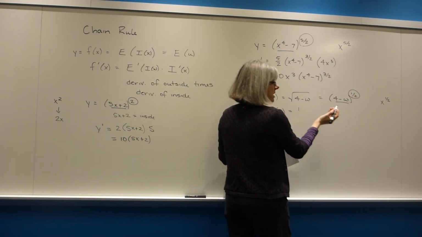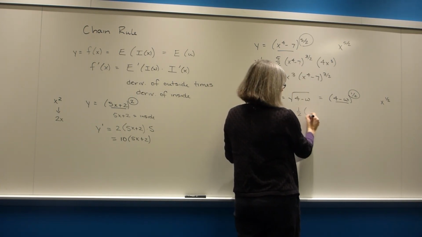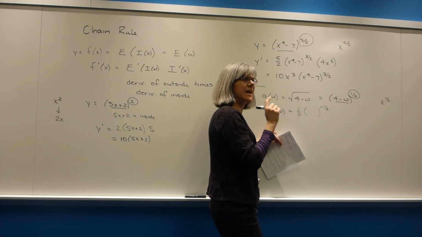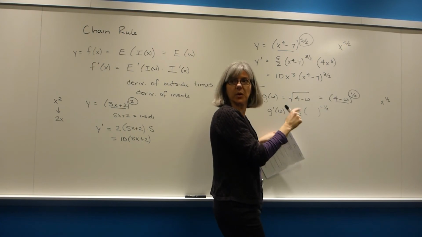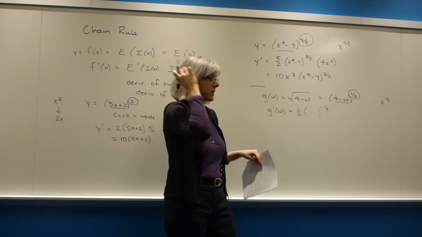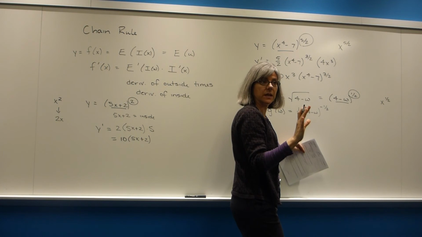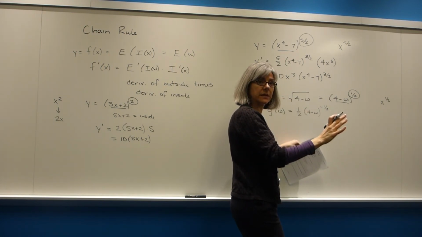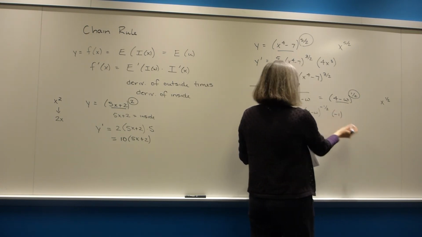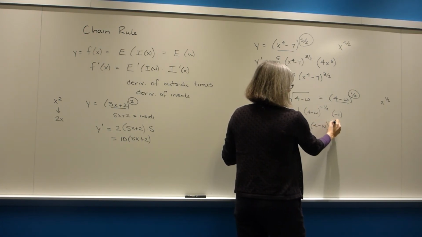So the first thing I'm going to deal with is the outside function. The derivative of X to the 1/2 is 1/2 X to the negative 1/2. That should be old hat by now. If it's not, you need to do a lot of practice, because we've been doing that for a couple weeks now. What goes in here? I haven't dealt with the inside yet. You can't deal with the inside until you get past the outside. Now, what's the derivative of the inside? -1. Combine it all: -1/2, 4 minus W to the -1/2.